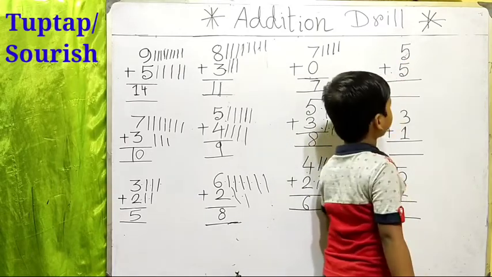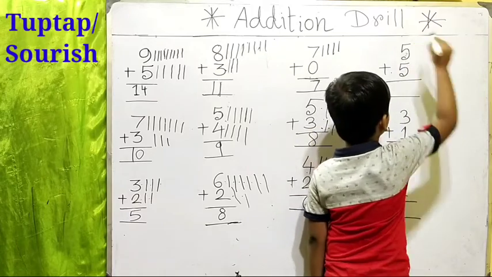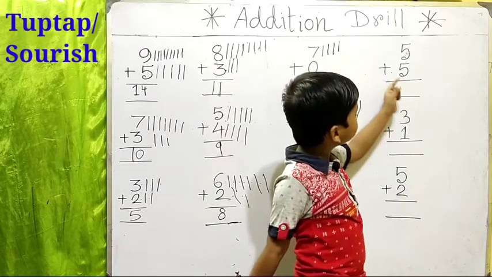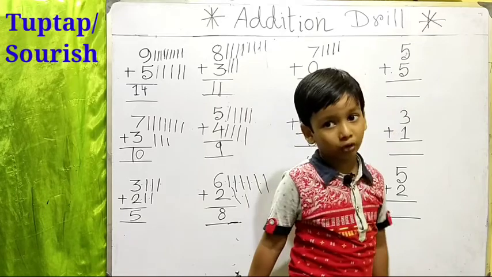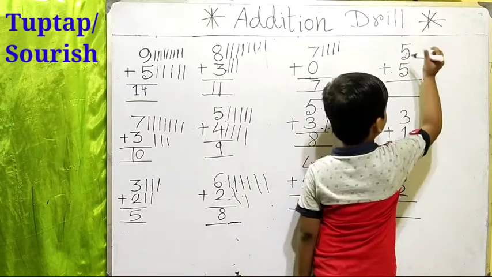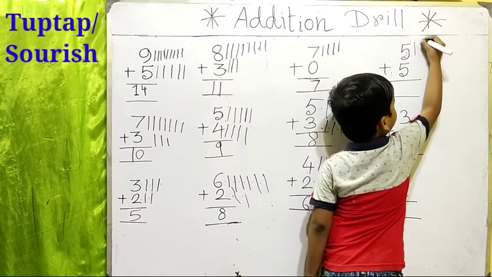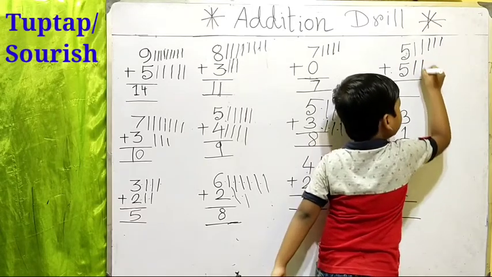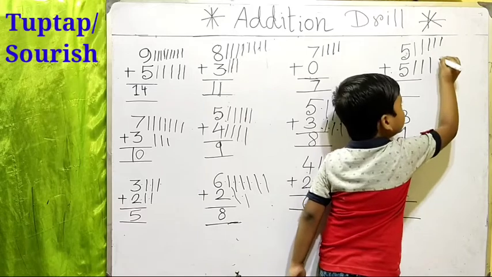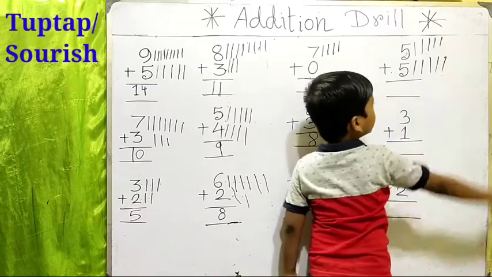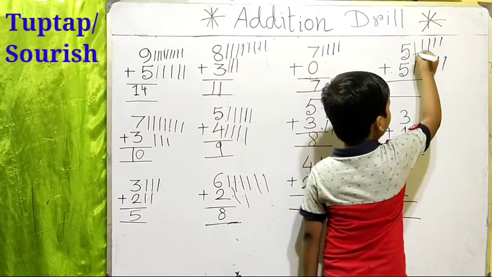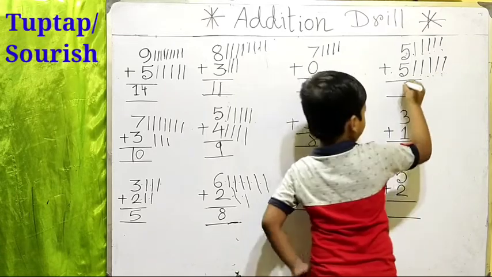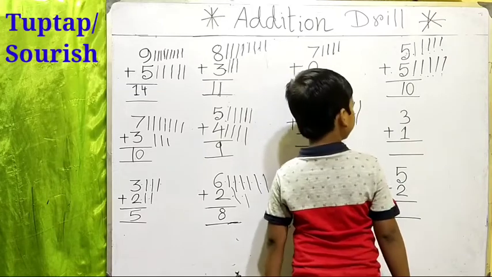5 plus 5. So, let's do. You think your father gave you 5 chocolates and your mother also gave you 5 chocolates. So, how many in total? Let's see. Draw your 5. 1, 2, 3, 4, 5. Here also 5. 1, 2, 3, 4, 5. So, how many in total? Let's see. 1, 2, 3, 4, 5, 6, 7, 8, 9, 10. Our answer is 10. So, next example.